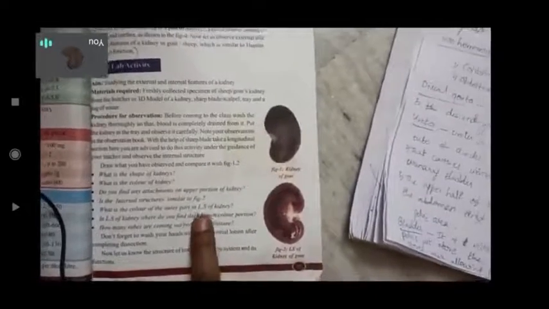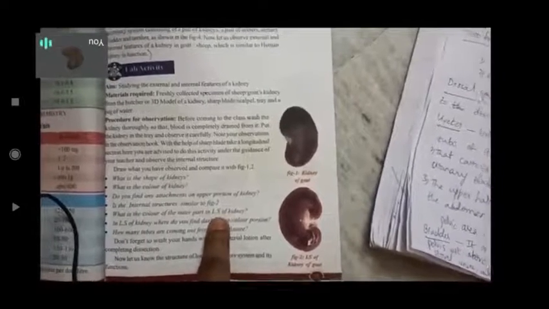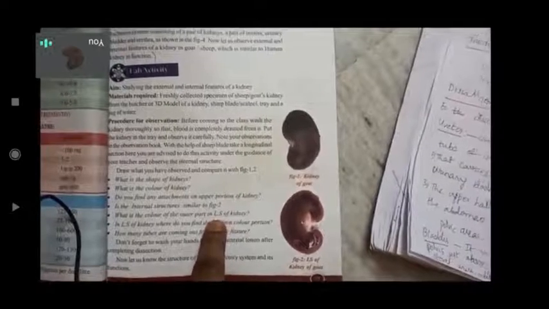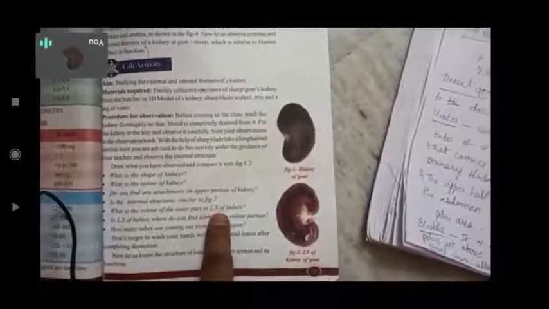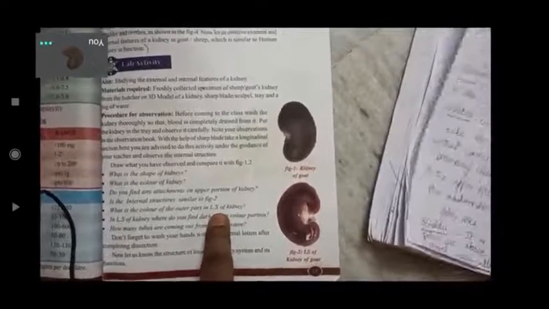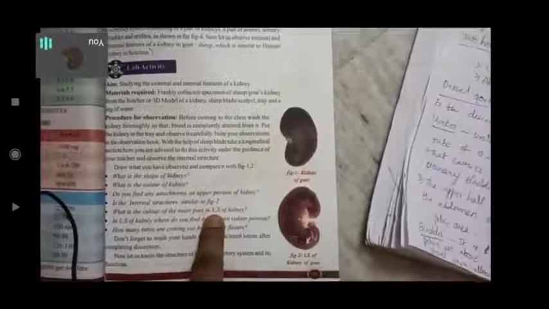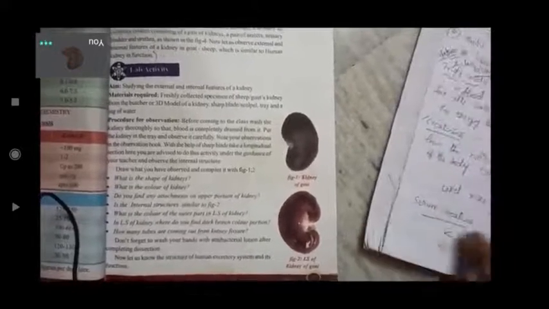Then the LS of kidney, the outer part in LS of kidney. LS means longitudinal section, and TS means transverse section. In biology we have been observing LS and TS from the last 3 years, from 8th class onwards. So longitudinal section and transverse section, we know, is about the axis. Along the axis we are observing the structure.